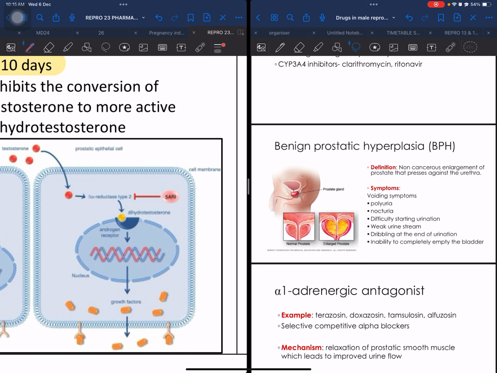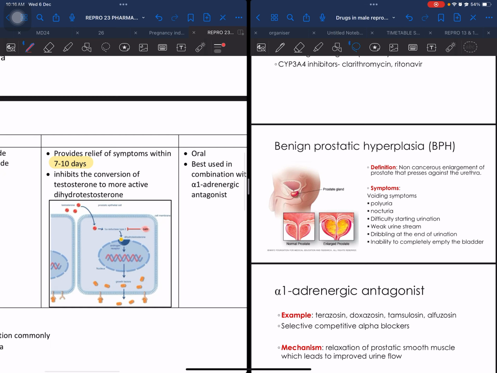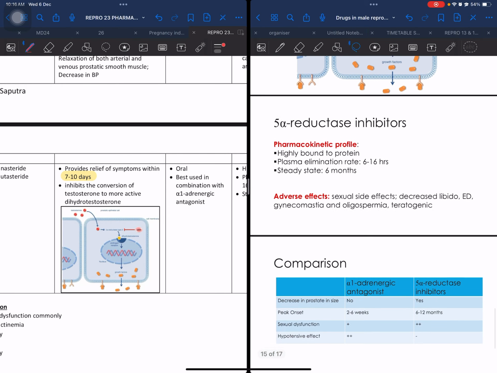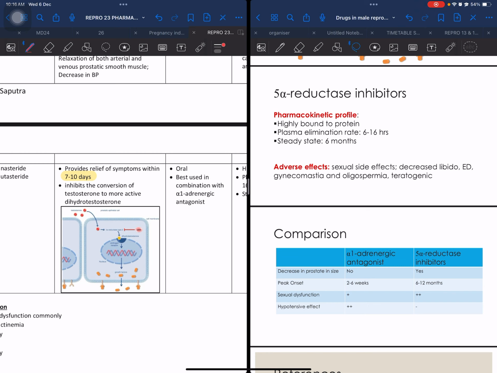Okay? Adverse effects: because it plays around with your androgen hormone, you will have sexual side effects, for example decreased libido, erectile dysfunction, gynecomastia, oligospermia, and other teratogenic effects. What do you understand by teratogenic? What does teratogenic mean? Effect on babies, on the fetus. Because when you have oligospermia, your sperm is not fully functional, so the baby that is produced might have a defect, because you are actually disturbing the synthesis of the androgen hormone. Okay? So this will be my last slide.